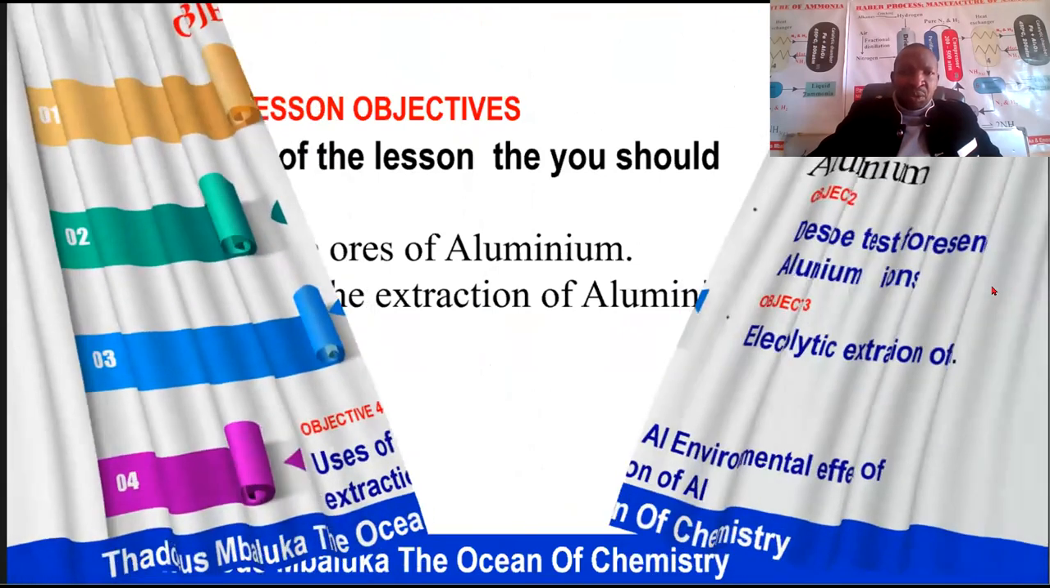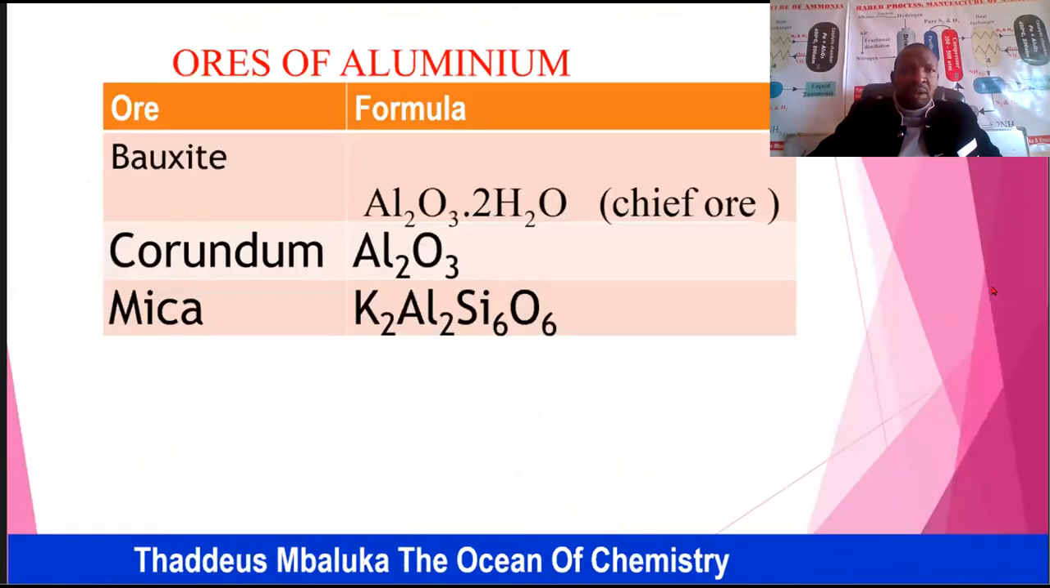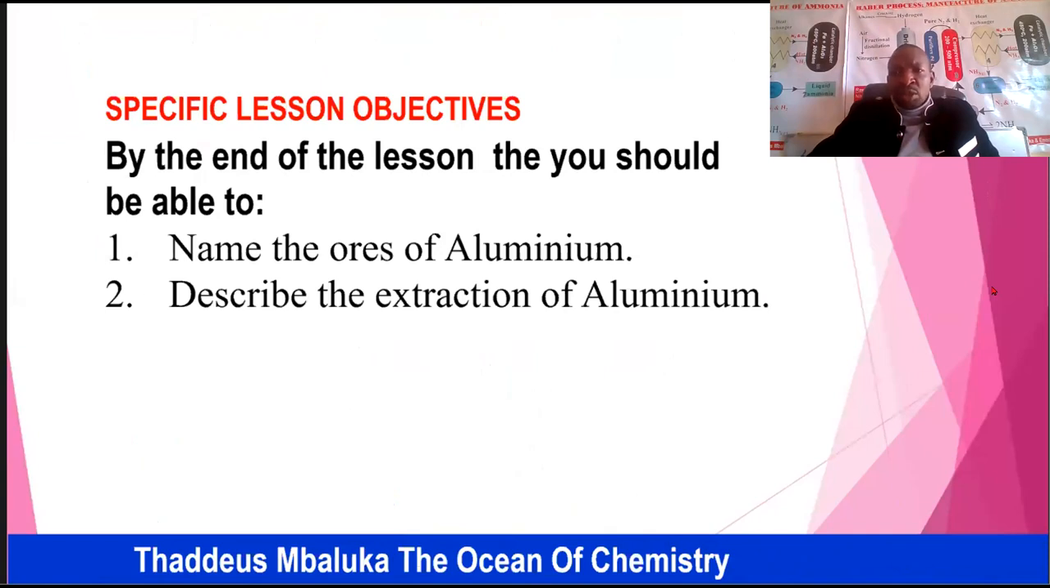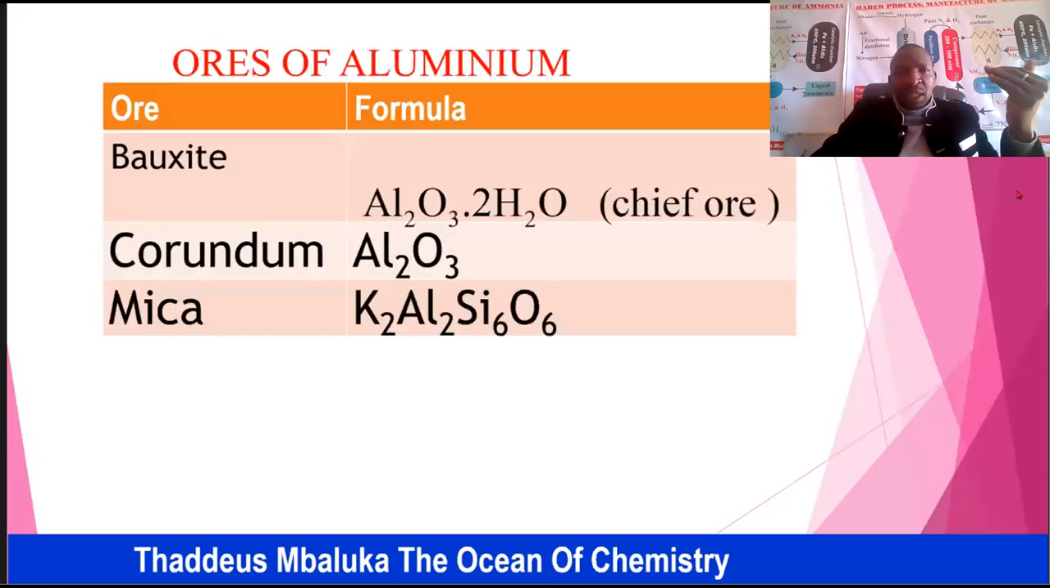So we have already looked at the objectives in the extraction of aluminium. Now, the major ores of aluminium. Let me see whether some people know. What are the major ores of aluminium that you know? Somebody to attempt? Bauxite. Yeah, we have the bauxite. And what is the formula of the bauxite? So another ore of aluminium is what? Mica. Yes.